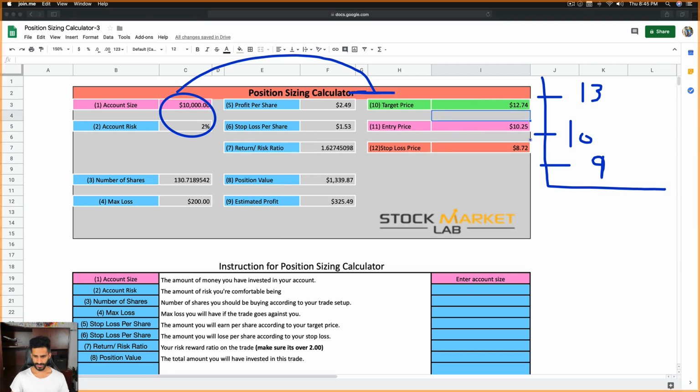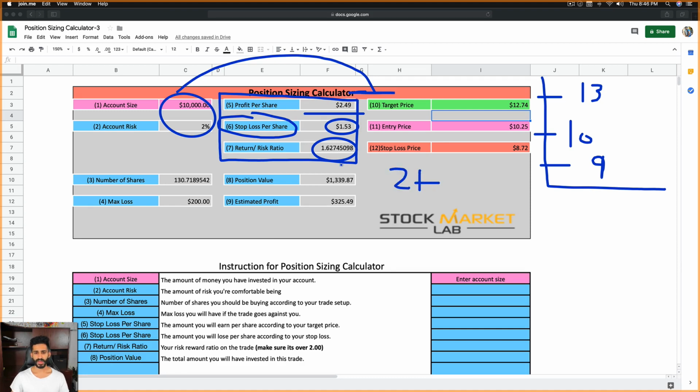Once I put that in, what happens is this part automatically formulates that. It tells me how much I am expecting to make on the trade if it goes my way. And remember, it's not always going to go your way the perfect way, right? Stop loss per share: how much am I going to lose per share if I'm wrong? And then it tells us our reward to risk ratio, which is under 2, which is obviously not good, right? Like I mentioned before, we want at least 2 or more. In this situation, even if you look, we're risking $1.53 to potentially make $2.49.